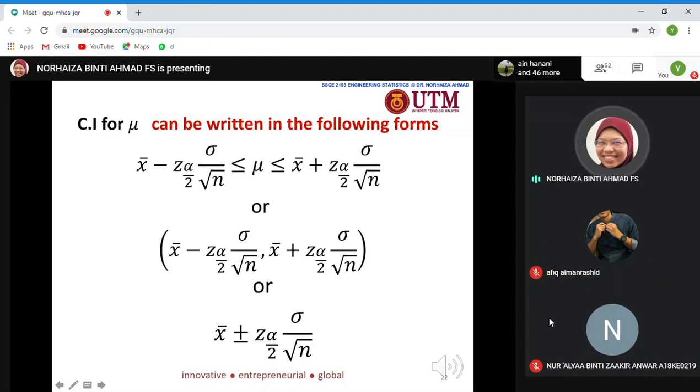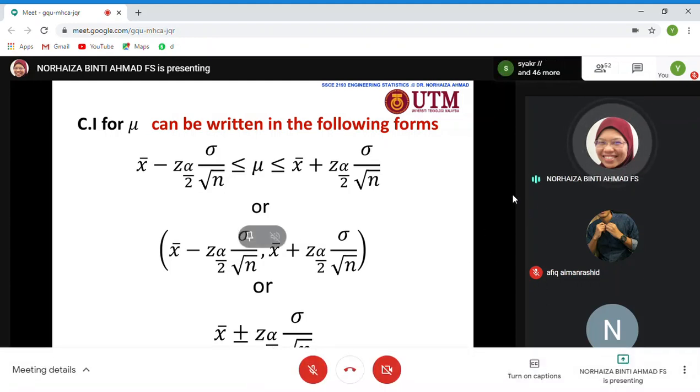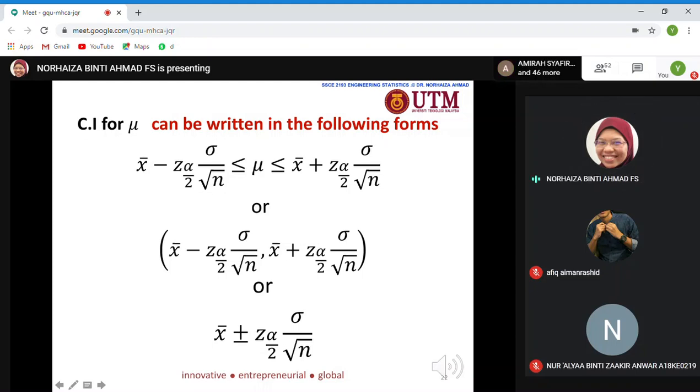So you can write it like this, the first one, the second one, or in this case, when it's the population mean and you know sigma, the formula you can also write like this, x bar plus minus, right? Because it's just the same. When you want to calculate, you can just use this formula like that. So I'm going to use this formula for my next calculation.